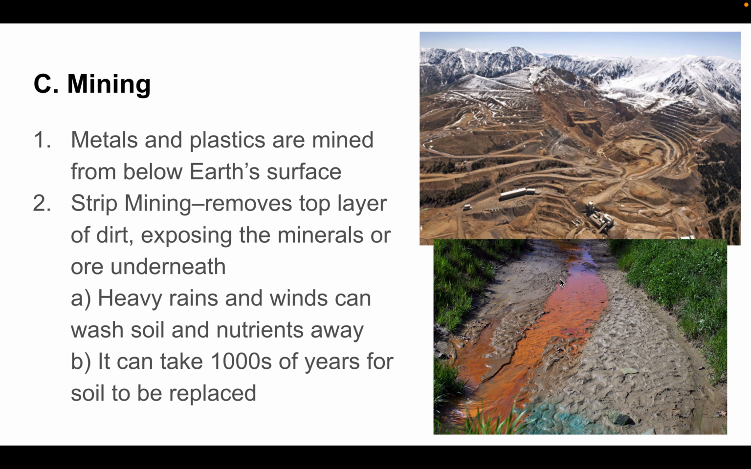Mining. So we do mine for metals and some plastic materials far below Earth's surface. And there's many different ways that you can mine, but strip mining just means that you remove the top layer and then you get the minerals or the ore that's underneath it. The bad thing about strip mining is that it's open and exposed to forces of erosion. So it can wash away soil as well as nutrients, and it can take thousands of years for that soil to be replaced. Here you can see some chemical runoff from a mining process entering the water supply.